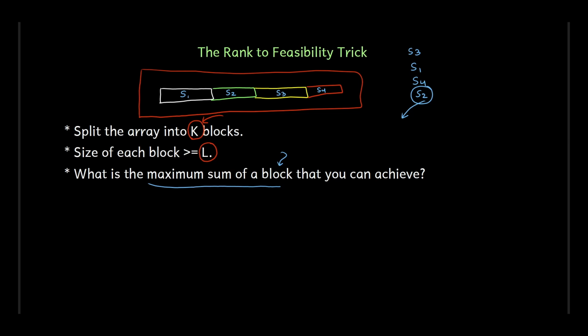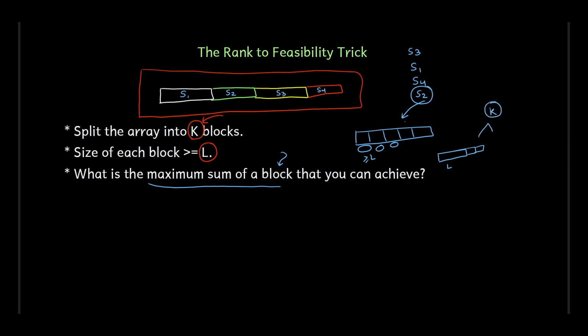I'll just reiterate the problem. You are given an array and you have to chop it up into several smaller blocks, and each block should be of length at least L. There can be multiple ways to do this chopping because you don't have to make the length exactly L. The first block could either be of length L or L plus 1 or L plus 2 and so on. But there should be exactly k blocks.